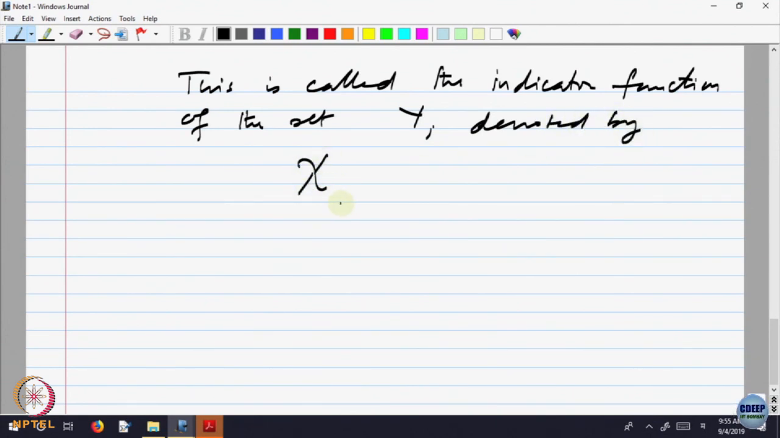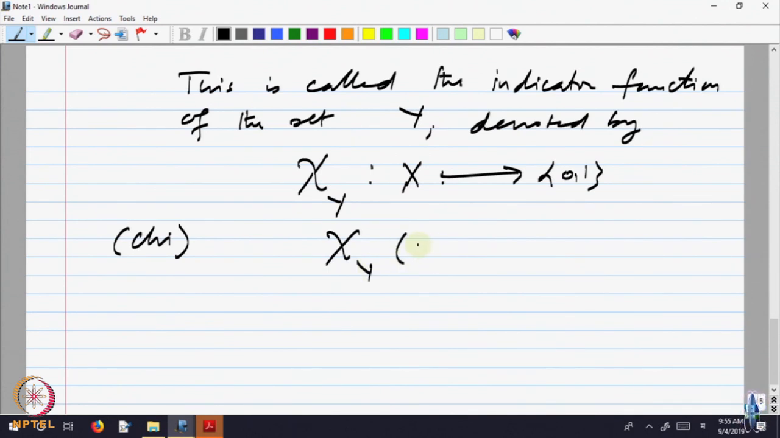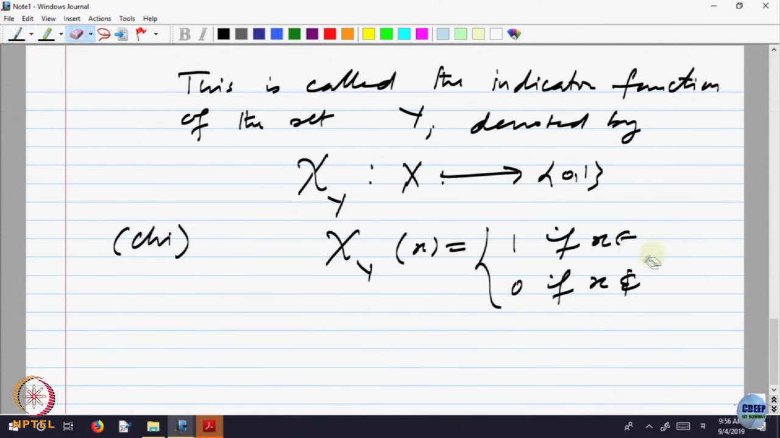Denoted by the Greek letter chi, chi lower A, indicating it is the indicator function of A. It is defined on the whole space, oh sorry, we have taken not A, we have taken it as Y, taking values in 0, 1. The indicator function of Y at a point x is equal to 1 if x belongs to Y, and is 0 if x does not belong to Y. On the complement it is 0, on the set it is 1. This is called the indicator function.